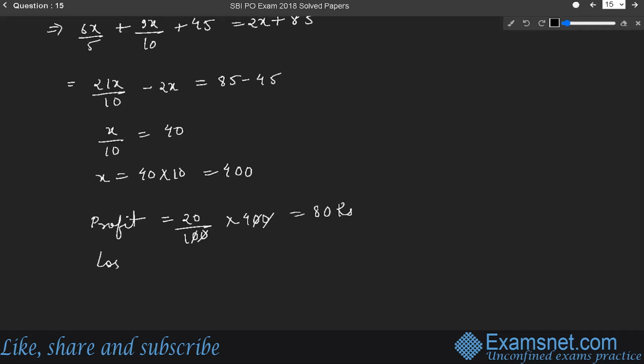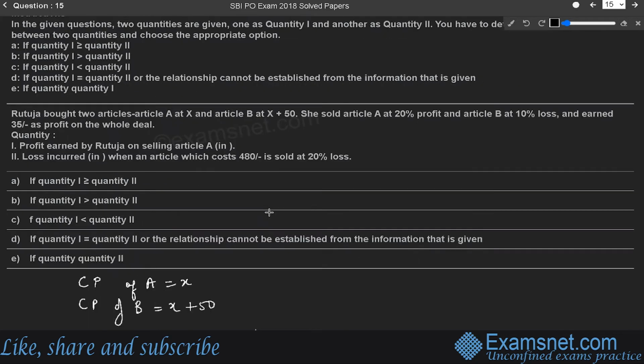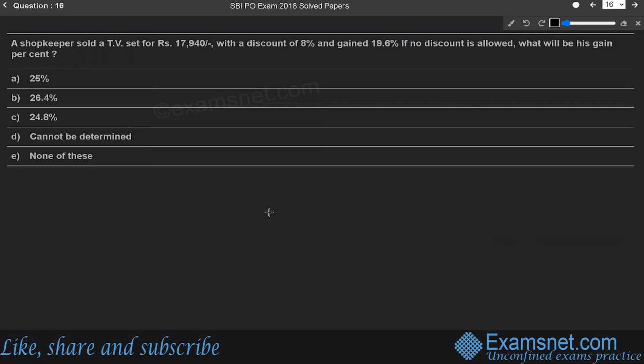And quantity 2 is loss. So loss will be 20 by 100 into 480. Again, the 0 and 0 will be cancelled. So it will be rupees 96. It is clear that quantity 2 is greater than quantity 1. So we can say that the correct option for this question is option number C here, which is if quantity 2 is greater than quantity 1. I hope that this question is also clear to you. Moving on to the next question.